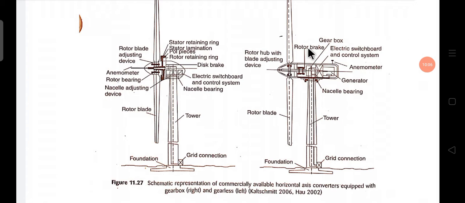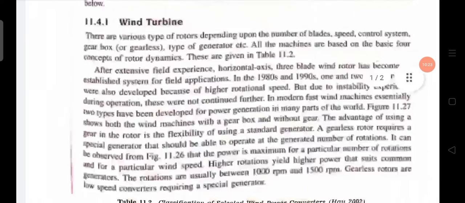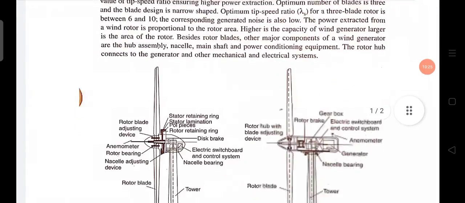Here this is without gearbox, and here there is a gearbox. A rotor brake is there. This is an anemometer. Then the generator is there. Nacelle bearing is there. So many components are there with the rotor blade.